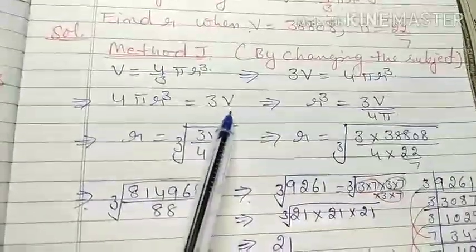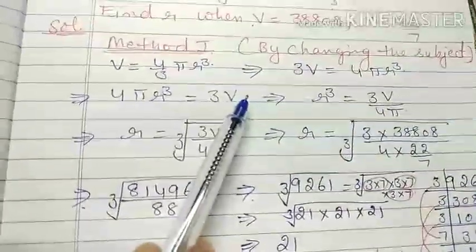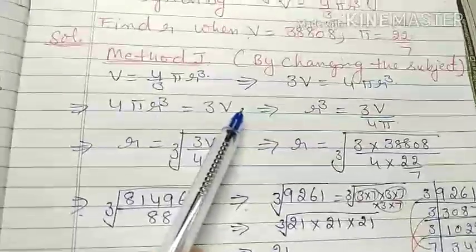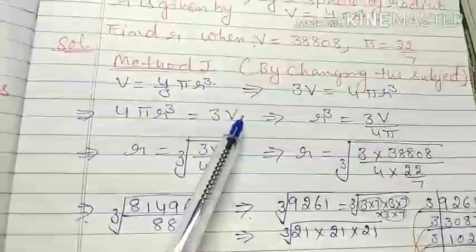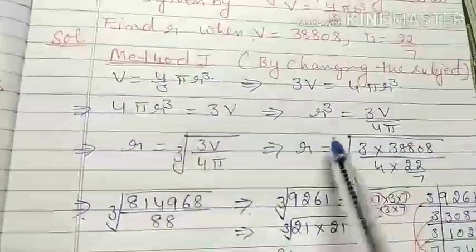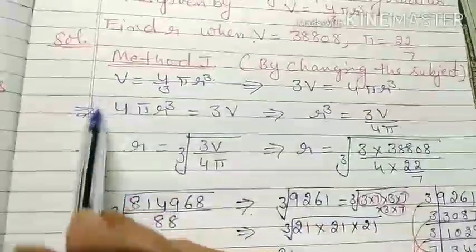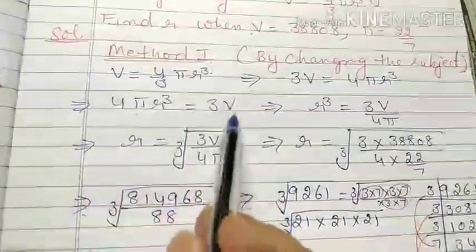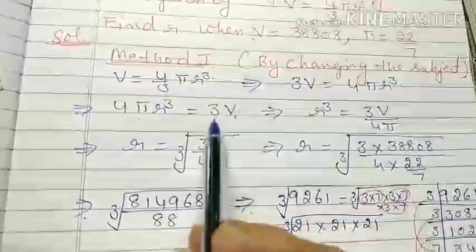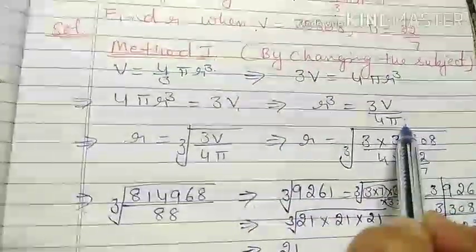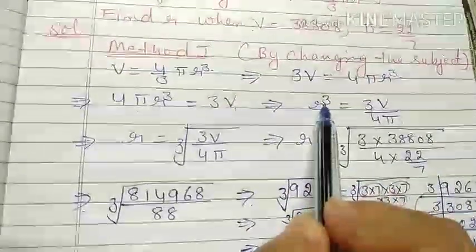We can swap the left side with the right side, because I want to keep only one variable, r, on one side and the other terms should be shifted to the other side. Like r cube is left, 4 pi is multiplied, and when that 4 pi goes to the other side, it becomes 3V divided by 4 pi.